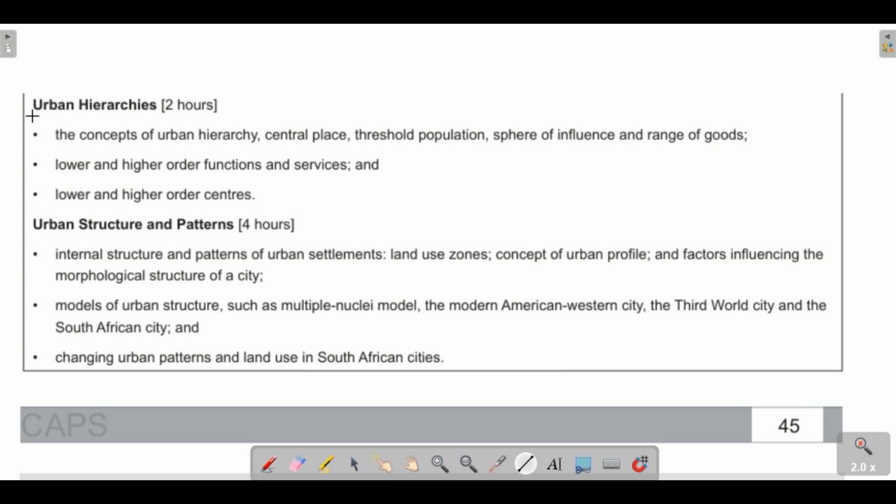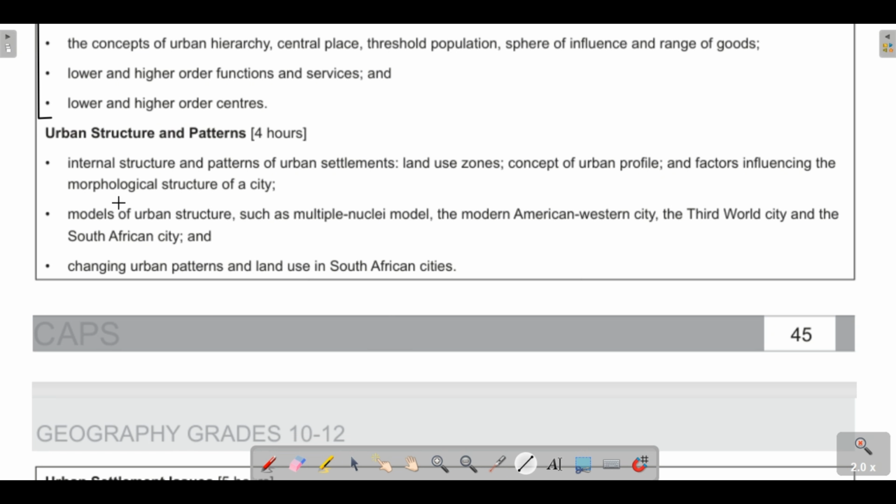We've already done the urban hierarchies, so we did do all of that. If you haven't watched that video, guys, please do. The urban hierarchies are covered, actually everything over there, so please go check that out. Meaning we are going to be starting a new subtopic, which is urban structure and patterns.